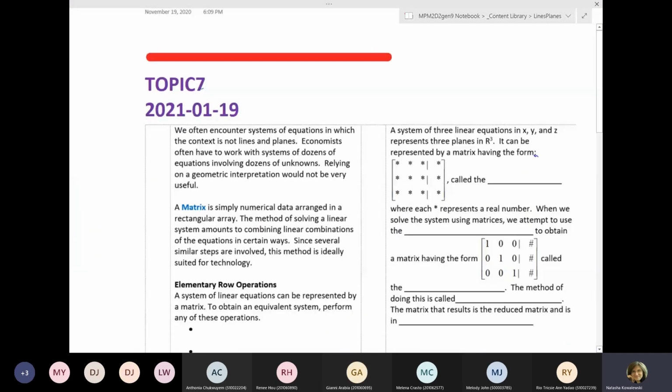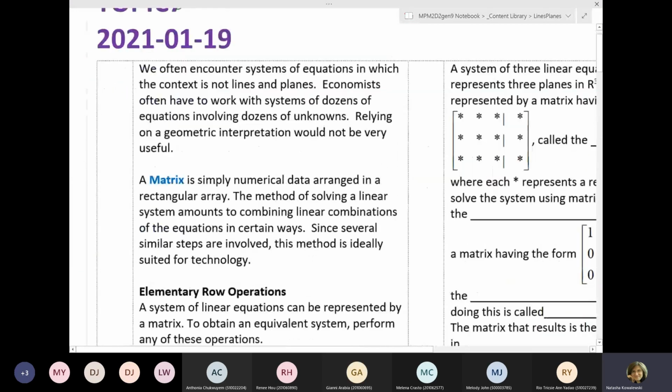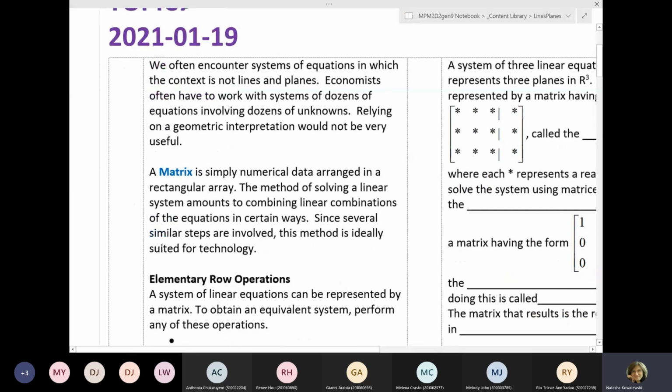So, topic number 7. I have here a few things that we'll just read and fill in the blanks, and then we'll do the examples together.